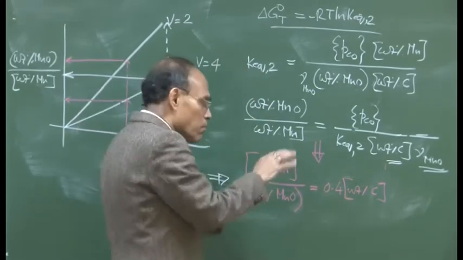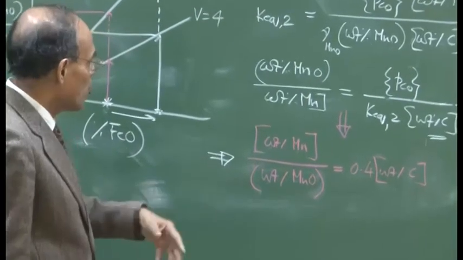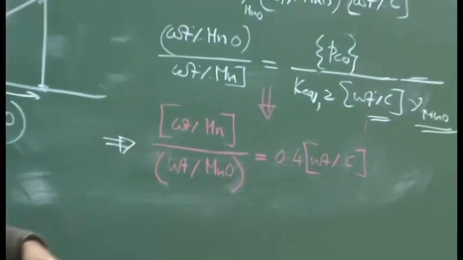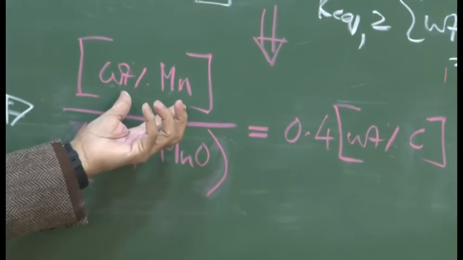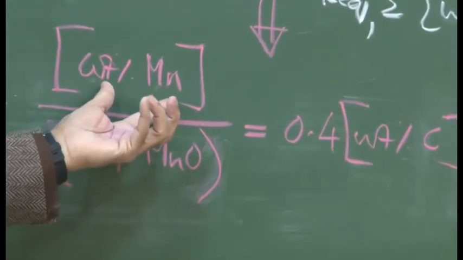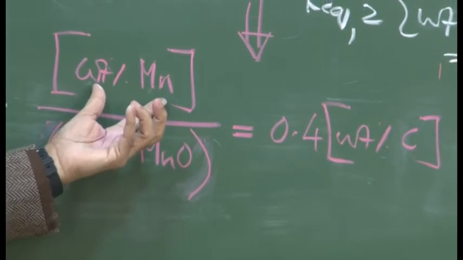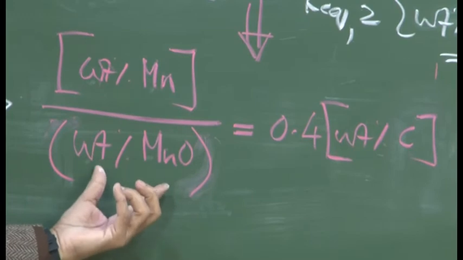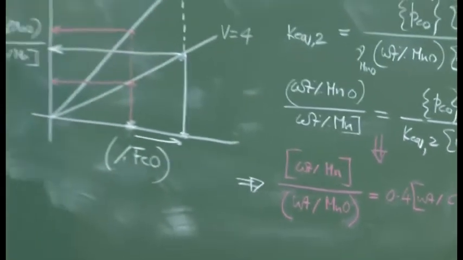So if you put the final carbon content to be 0.05, 0.06, we can find out what is the wet percentage Mn by wet percentage MnO ratio in the system itself. And then we should be able to find out what is the manganese content. So by measuring the melt concentration or melt composition, we can also determine how much of Mn is sitting in the slag phase as MnO.